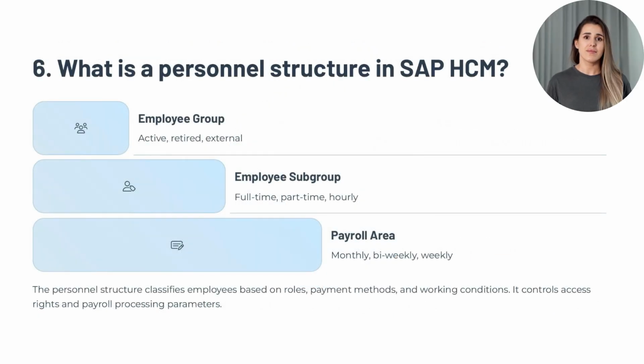6. What is a personnel structure in SAP HCM? A confident way to tackle this would be to say, the personnel structure includes the employee group, employee subgroup, and payroll area. It helps in classifying employees based on roles, payment methods, and working conditions, and is crucial for controlling access and payroll processing.